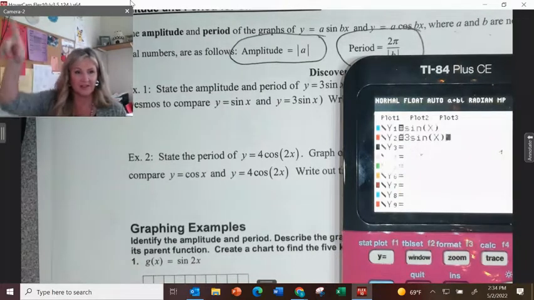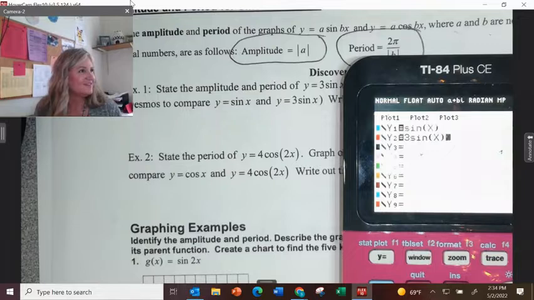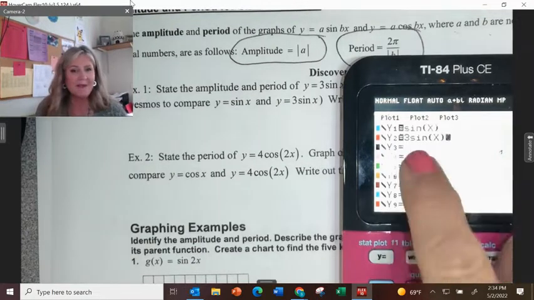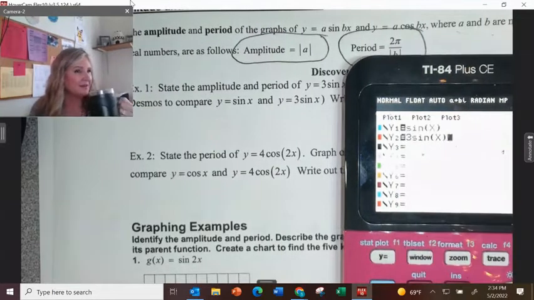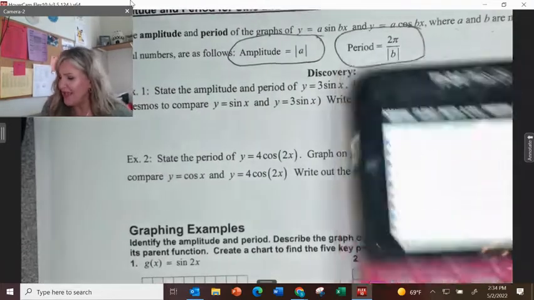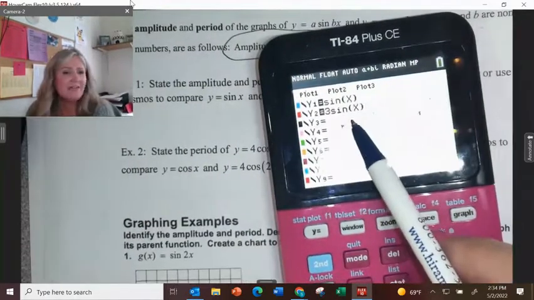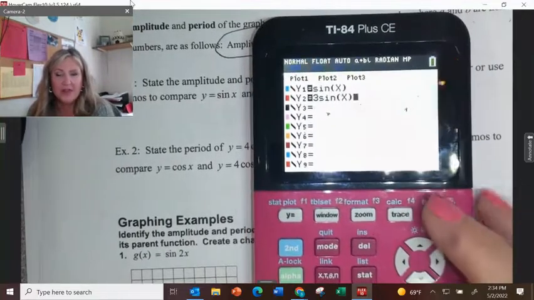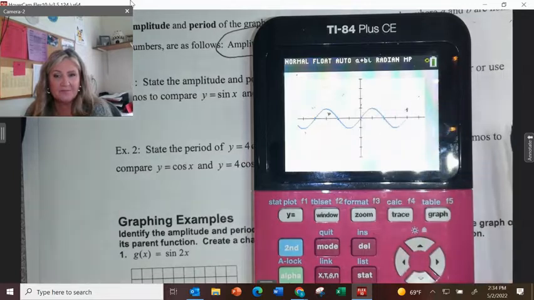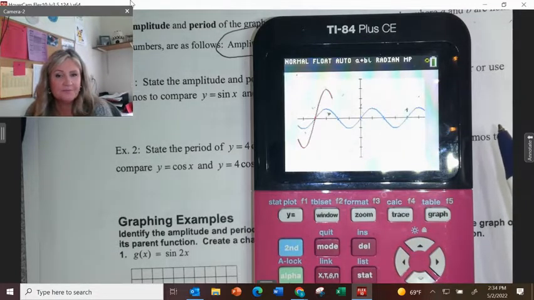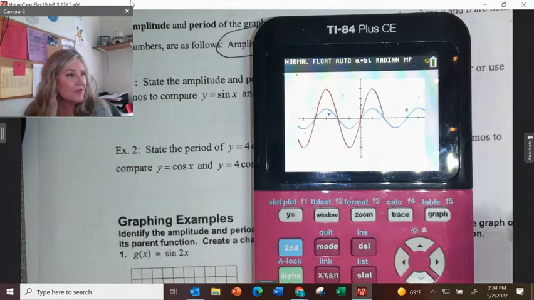All right, Chris is going like this. What's that mean? Guys, what happened in the past when we would put a number out in front or multiply through by a number? It's a vertical what? So we're expecting to have a vertical stretch by 3. Go ahead and push graph. Here's the regular sine curve. Here's the new one. Does it look the way you thought it would look? Just a vertical stretch by 3?